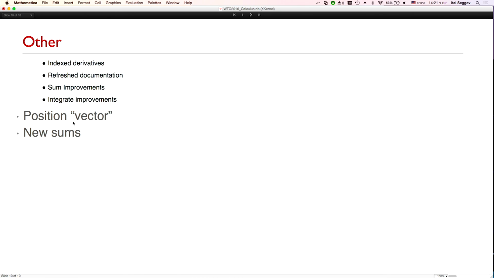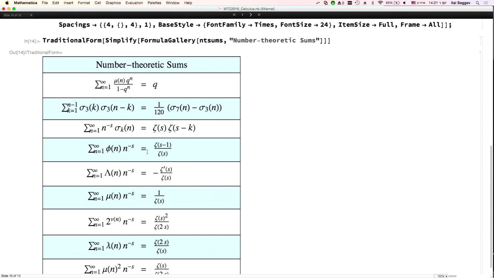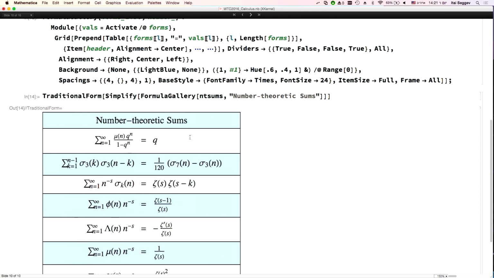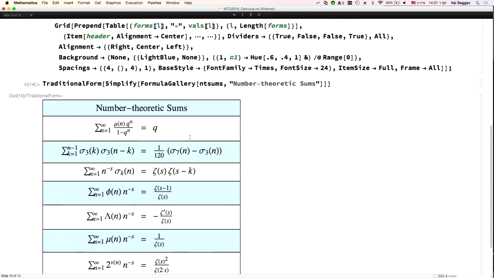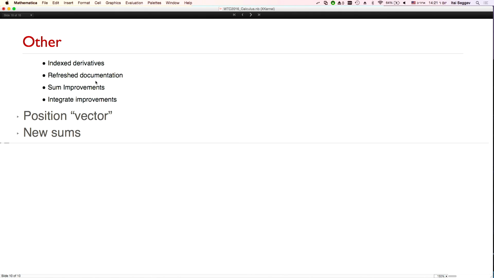Some improvements: we fixed a bunch of bugs and added a bunch of suggestions. These are various, mostly number theoretic things, so sums of zetas and so forth. We're currently working on improvements to Integrate. There was a talk this morning about Mellin transforms and MeijerG. We're also making some improvements to how it applies the Newton-Leibniz rule.